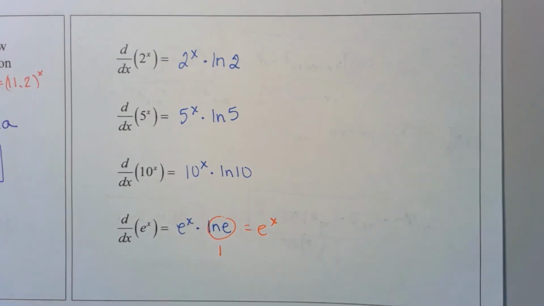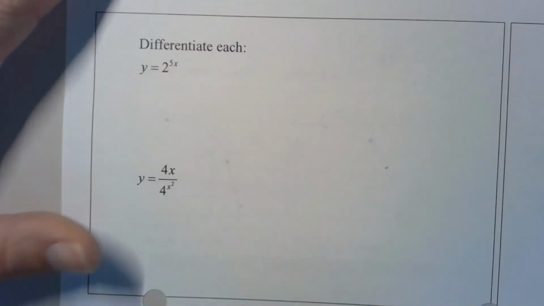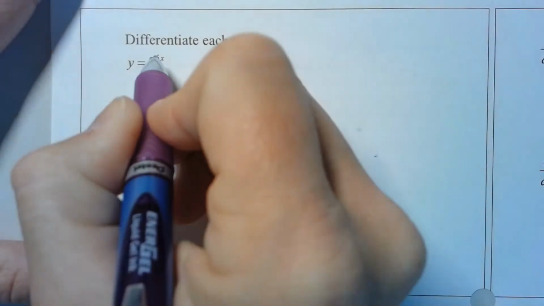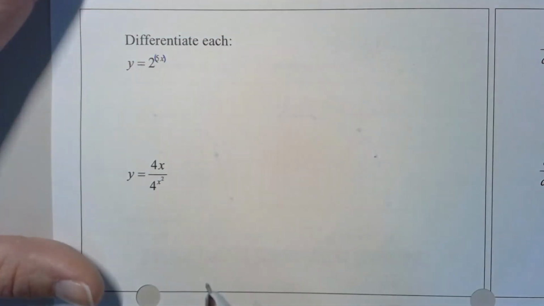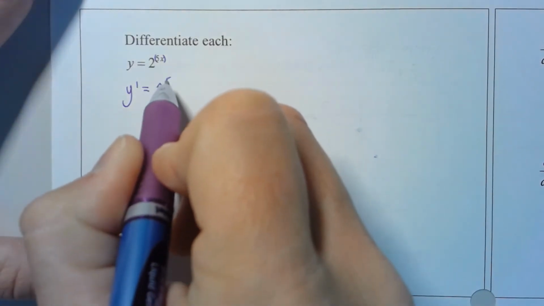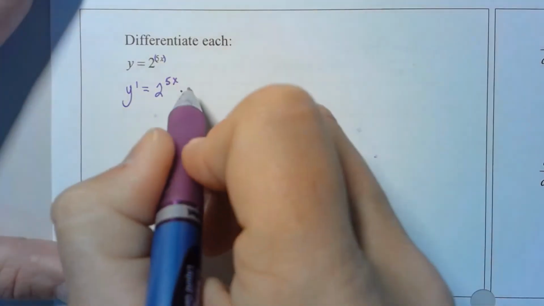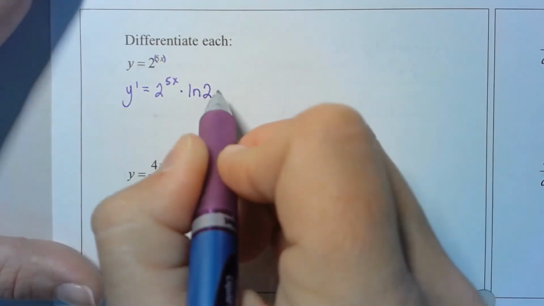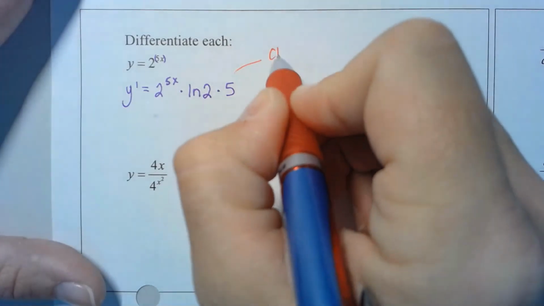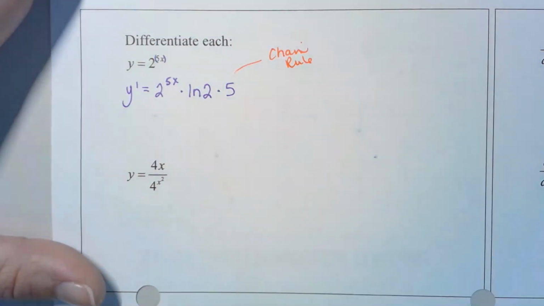Good. All right, let's do a few more. Throw some chain rule in there. So now it's asking us to take the derivative of 2 to the 5x. There's not just an x there, there's a 5x. So it's an exponential function. The derivative of any exponential is itself times the natural log of the base times the derivative of the exponent, which is 5. That's the chain rule part of it. Okay. Good. Let's take a look at the next one.